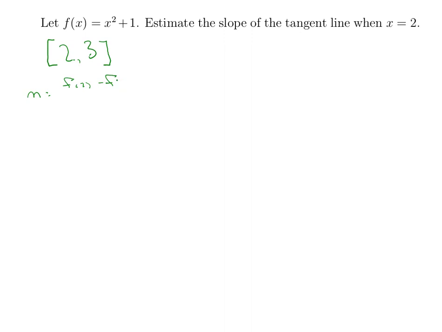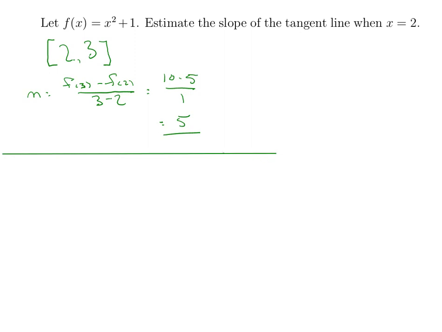Actually, you know what? It's normal to put them in the other order, so I'll just do that. That way we don't get confused when we look at our textbook and see it in the other order, although it doesn't really matter. So I'll put 3 into this thing, and I get 3 squared, which is 9, plus 1, that's 10, minus 2 squared is 4, plus 1 is 5, over 3 minus 2, that's 1. This gives me a slope of 5. So there's one estimation. Let's go ahead and mark this off, and we'll do another one.